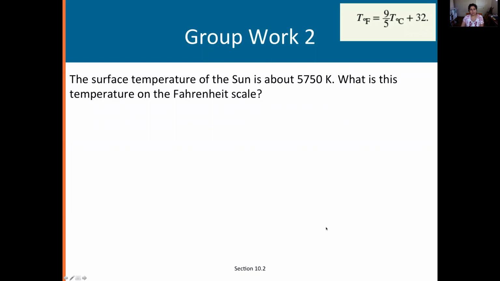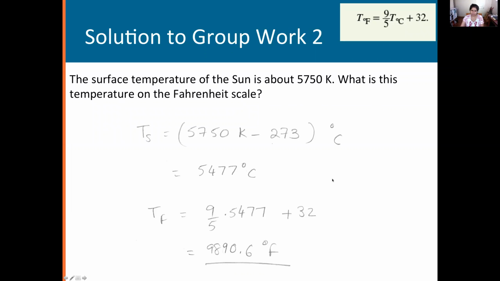Another problem. The surface temperature of the sun is about 5,750 Kelvin. What is this temperature on the Fahrenheit scale? So we don't have a direct relationship between Kelvin and Fahrenheit, but we're going to go from Kelvin to centigrade, and then we can change from centigrade to Fahrenheit, right? So how do we go from Kelvin to centigrade? We're going to subtract 273.15. So this is two-step. There, subtracted it, and then use the formula up there to get 9,890 degrees Fahrenheit.